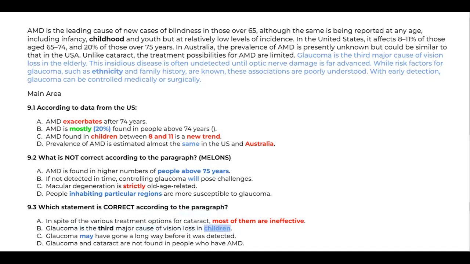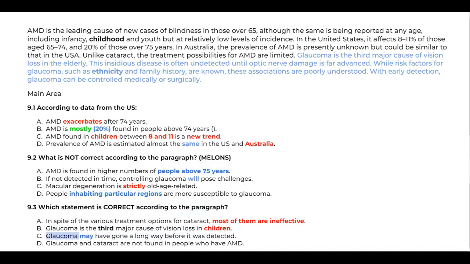Glaucoma is the third major cause of vision loss in children. Are we talking about children? No. Glaucoma may have gone a long way before it was detected. Yes, that seems to be correct, right? But where is "may have gone a long way"? We cannot find the way here. That's the problem: indirect ways of answering.